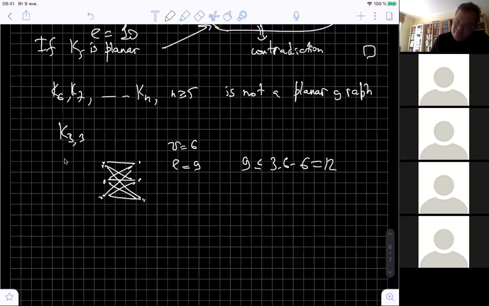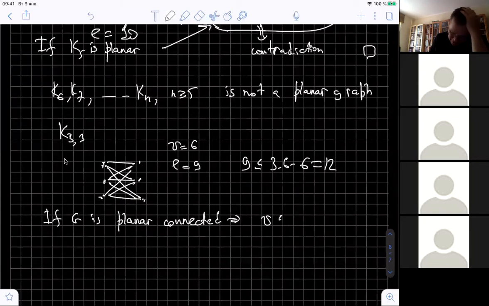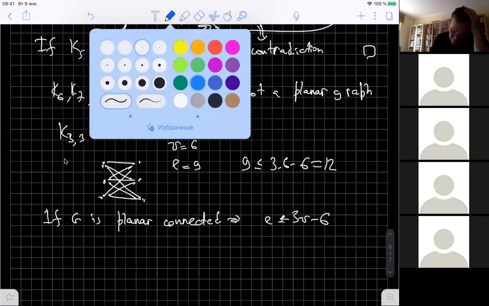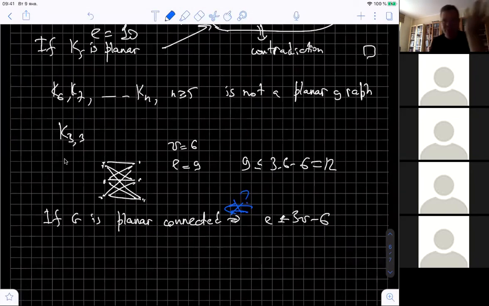Sir, so the inequality we had before doesn't hold for bipartite graphs? Why, I'm asking. Yeah. If the inequality holds, it doesn't mean that the graph is planar, because we just proved that if a graph is planar and connected, then this inequality holds. But we didn't prove it the other way. So maybe we have some graphs for which this inequality holds, but which are not planar.